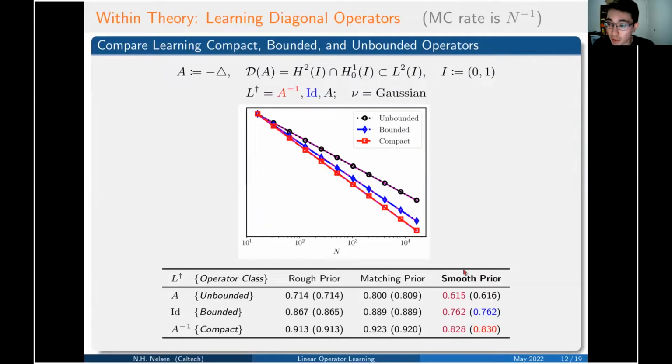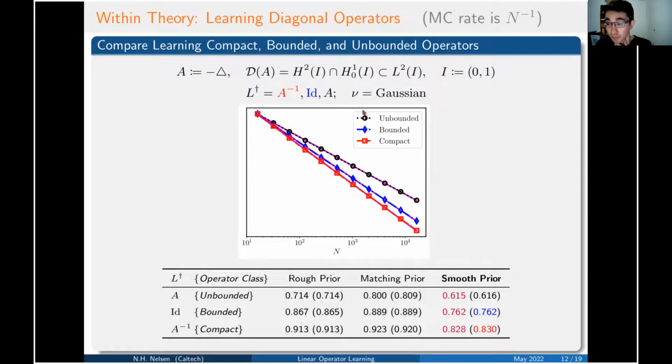Okay, so let's try to verify those two main results. So here we're going to learn some diagonal operators. So we're going to verify the theoretical result. So we're going to take the operator here to be the Laplacian in just one dimension. So it's simply the second derivative operator. And then we're going to learn three different true operators. We're going to learn the second derivative itself. We're going to learn the identity map, and we're going to learn the inverse of the Laplacian.